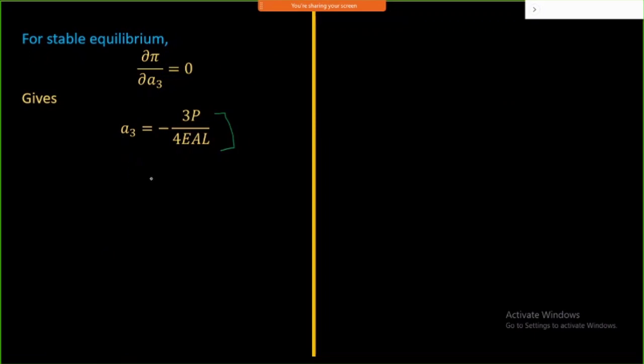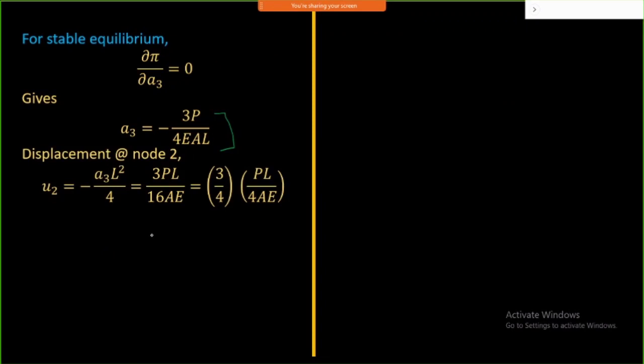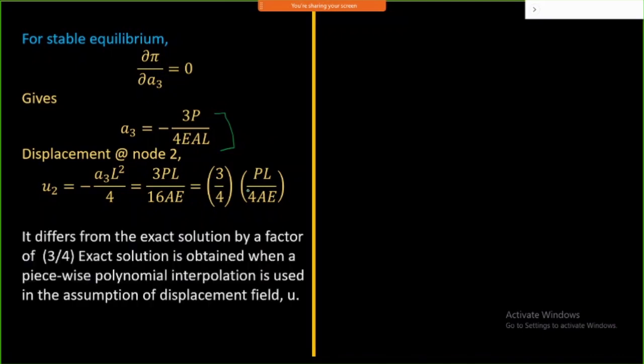So now we got A1, A2, A3. You can directly substitute into your equation and you will get U2, the displacement at point 2, equal to 3 by 4 PL by 4A. Whatever this 3 by 4 indicates is a factor we got because of our assumption. This is not a perfect result. The exact solution is U2 is equal to PL by 4A, and here we got a 3 by 4 factor. That is because of the approximation. So this is an approximation we got.